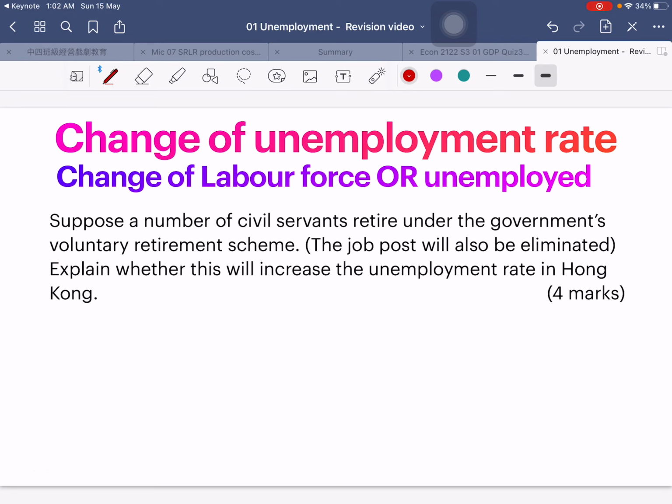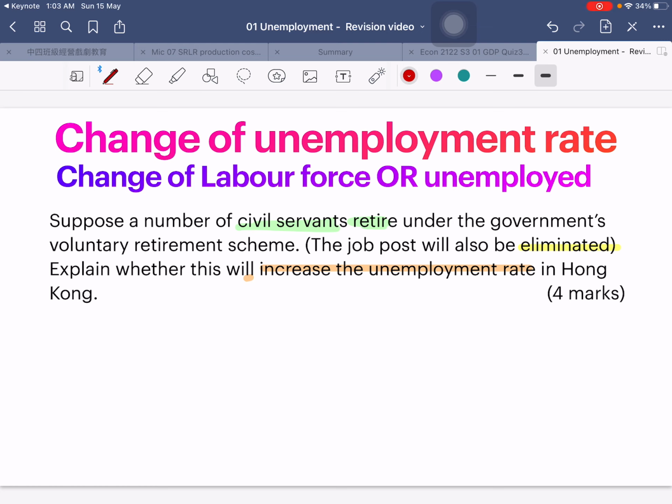Here we have an example, and let's go through this first. Suppose a number of civil servants retired. Some civil servants retired under the government voluntary retirement scheme, which means that this job will be eliminated. That means that no people will refill their jobs. So what happens? Will it increase the unemployment rate of Hong Kong? So here is the case.